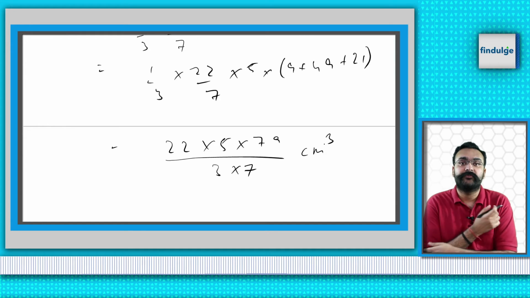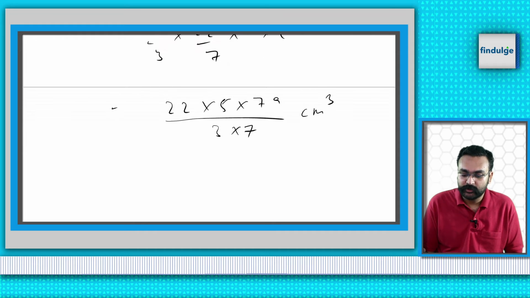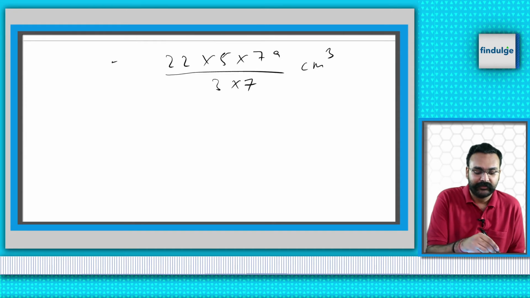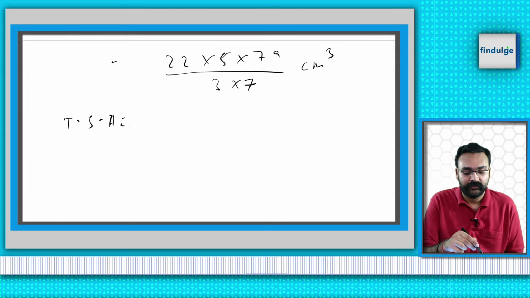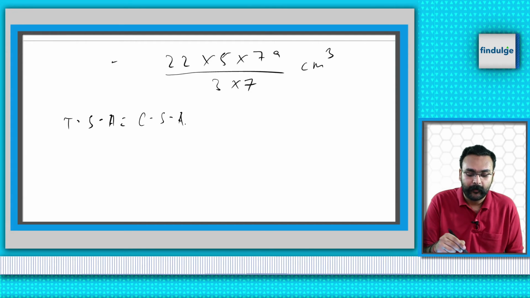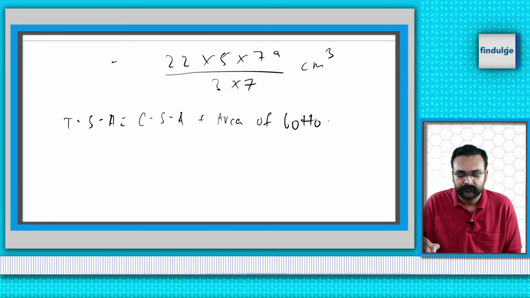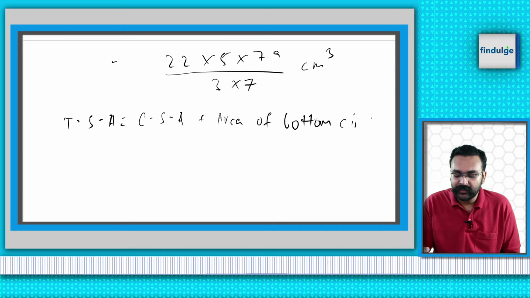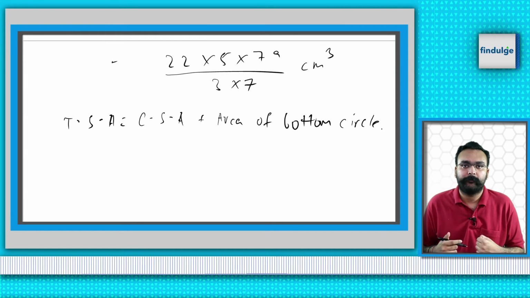Now, this was to find the volume. In their question, they've asked us to find the total area of metal required. That will be the total surface area. In this situation, the total surface area will be the curved surface area, obviously the curved part of the bucket, plus the area of the bottom circle, because only the bottom has a metallic surface. It is open from the top.